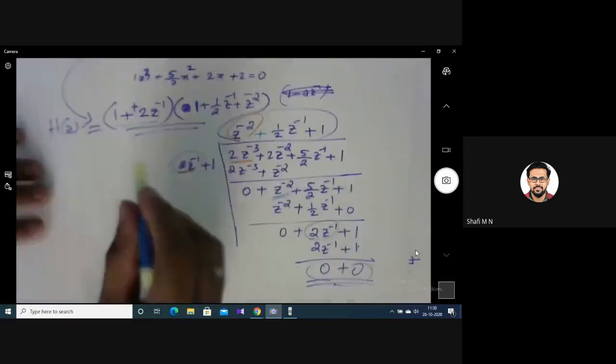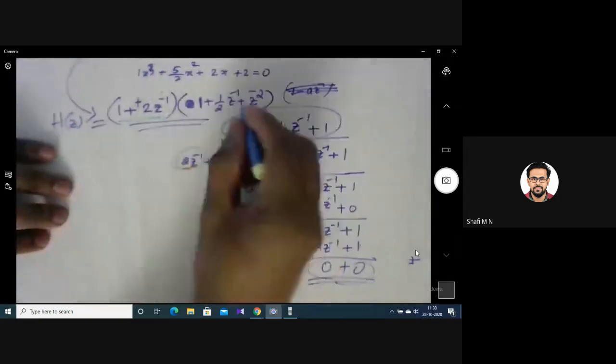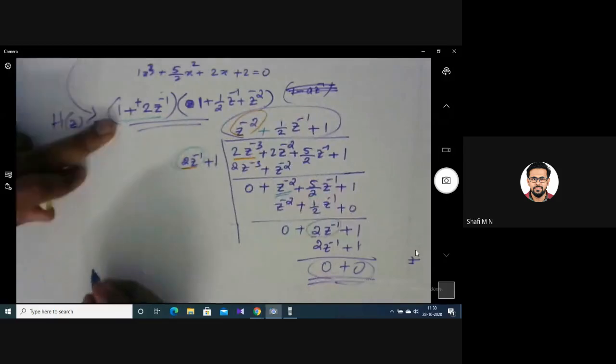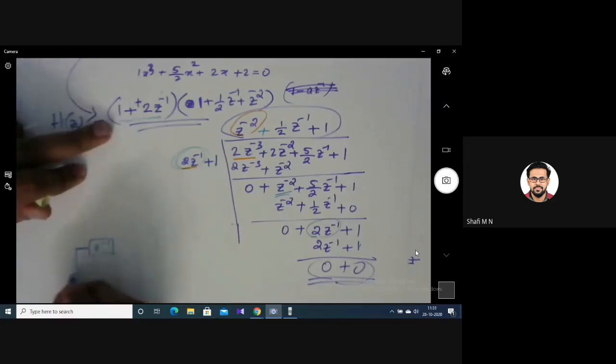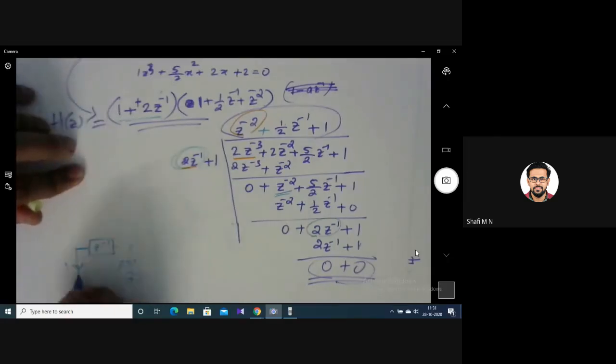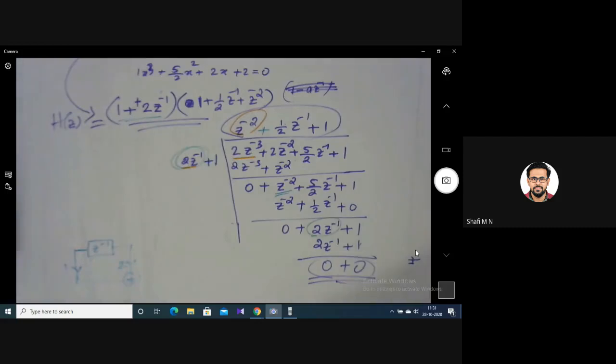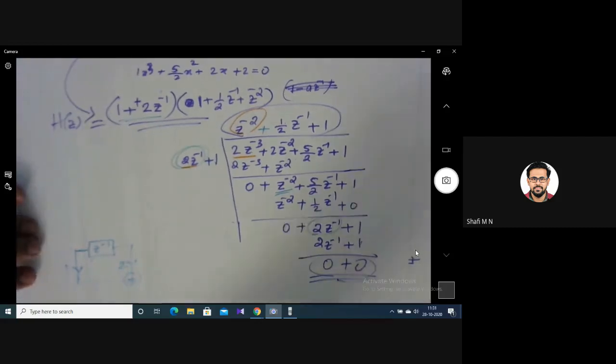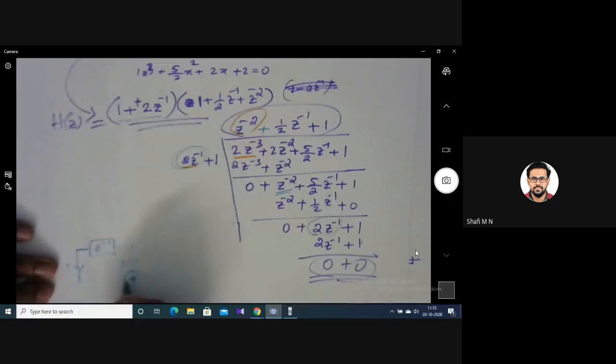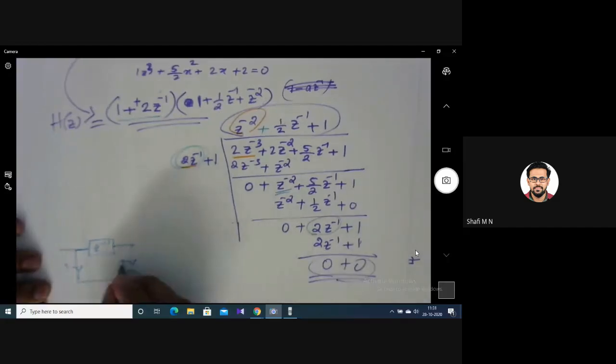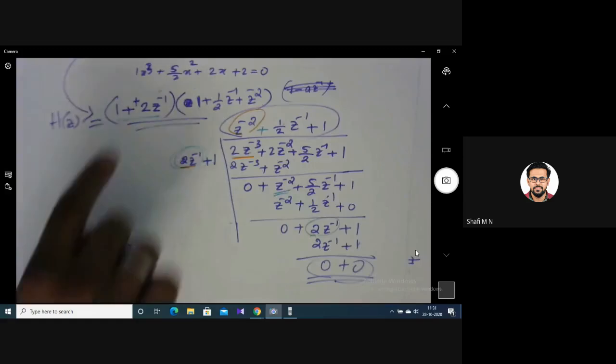So we will wind up with this. Say the 1 plus 2 z raised to minus 1 into this thing, right? Just realize it. First, you need only one delay element, z raised to minus 1. The first coefficient is 1 and the second coefficient is 2. So add these two, and you will get the first section. This is 2 because it's 1 plus 2 into z raised to minus 1.